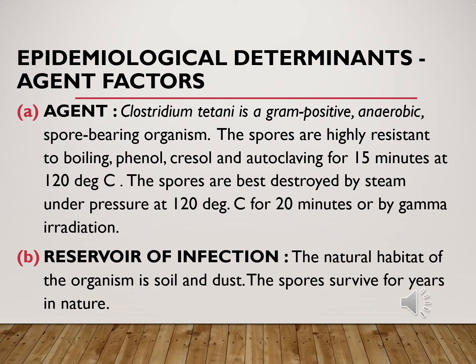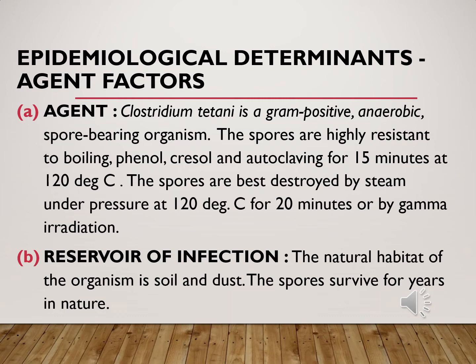Now we will discuss the epidemiological determinants of tetanus. First of all, agent factors. Tetanus is caused by Clostridium tetani, which is a gram-positive anaerobic spore-bearing organism. These spores are highly resistant to boiling, phenol, cresol, and autoclaving for 15 minutes at 120 centigrade.